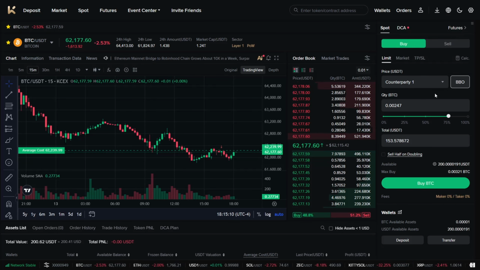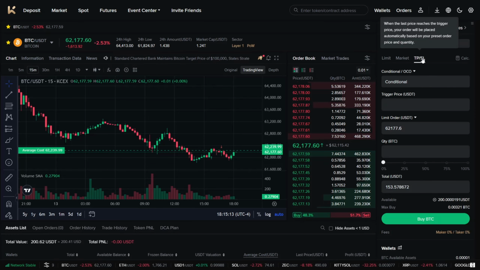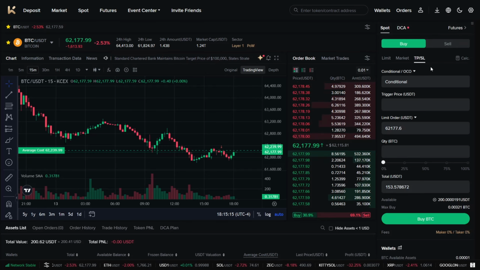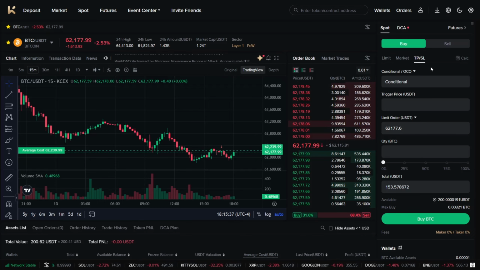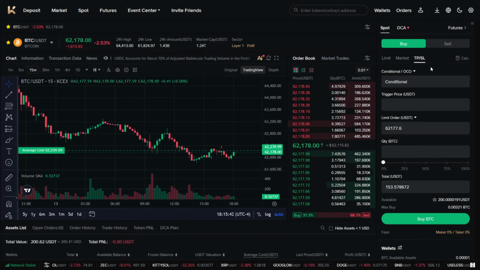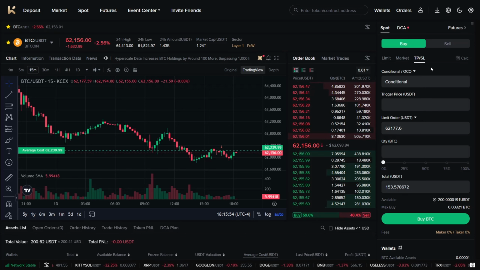The third order we're going to look at on KCEX is the TP&SL order. This stands for take profit and stop loss. A take profit order automatically sells the asset when the price reaches your profit target, helping you lock in gains, while a stop loss automatically sells if the price falls to a level you choose. It helps you limit how much you can lose. Traders use these orders to create an exit plan before entering a trade. This helps manage risk, reduce emotional decisions, and protect the trade without watching the market constantly.